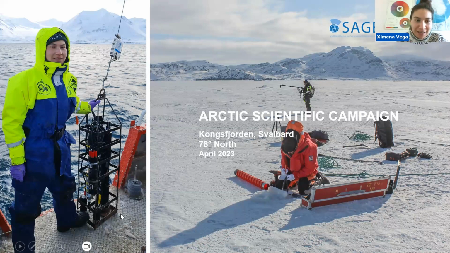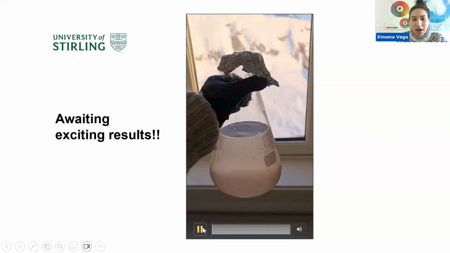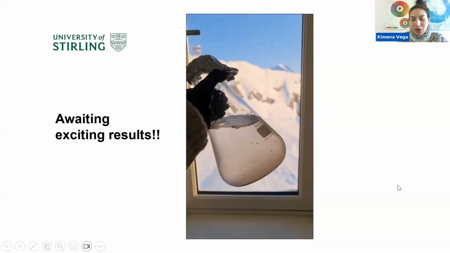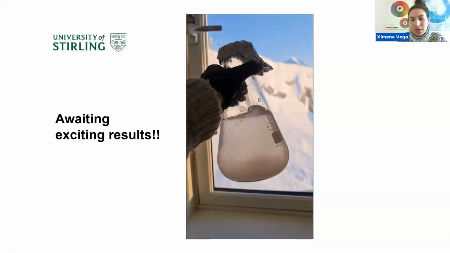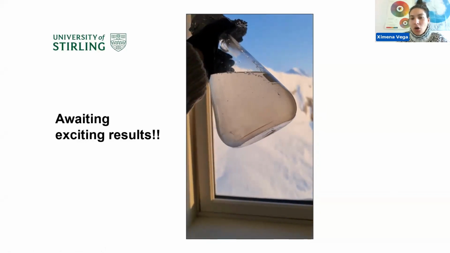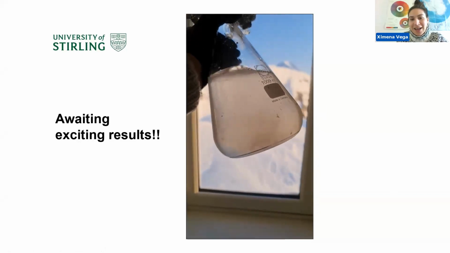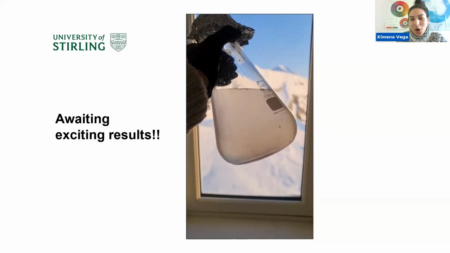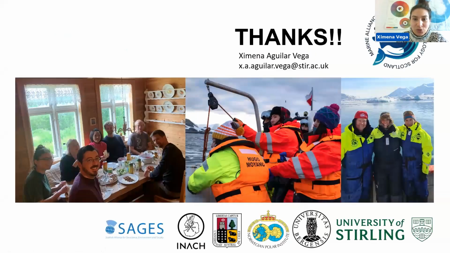That's how we call it at the University of Stirling. And with this, we can measure all the optical characteristics in the marine system. So what am I doing now? I'm awaiting exciting results to have more information about the chemistry, the concentration, but also the optical characteristics of all, or as much as the optical characteristics of organic carbon as I'm able to get.